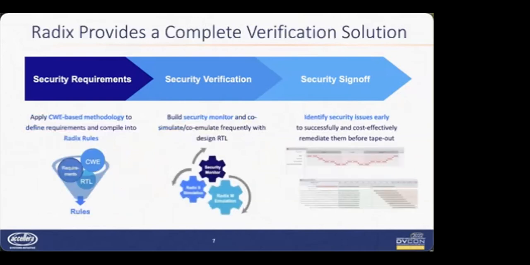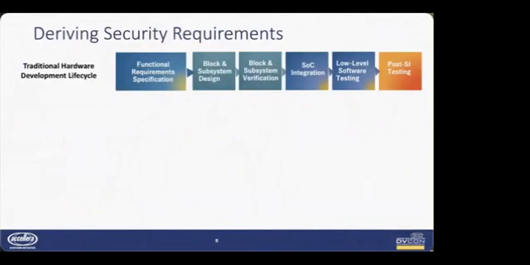Tortuga Logic's Radix platform provides a complete verification solution for building a comprehensive hardware security methodology. Next, we will look at the steps including capturing security requirements, technology for security verification, and how Radix enables security sign-off.